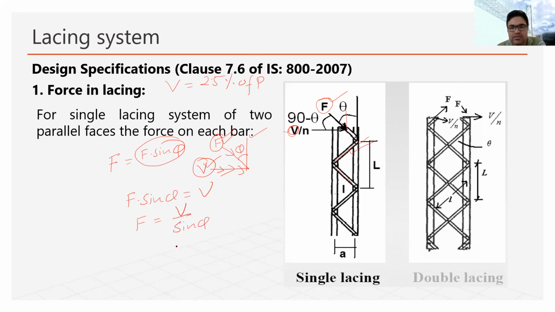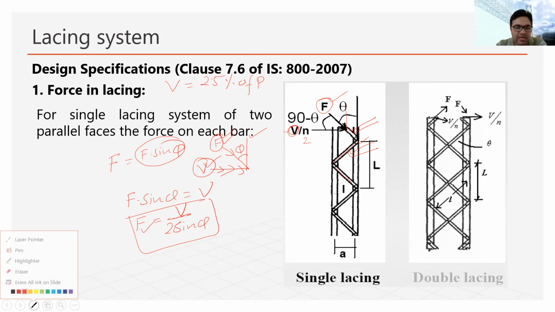As I'm talking about one single lacing bar, on the other face it will have the same. So this is V by N, where N is 2. On a single face it will be half of V, and on the other face it will be half. So that is why it becomes V by 2, and I'm writing here V by 2 sine theta. So the F value will become like this. This is the force in one lacing bar: V by 2 sine theta.